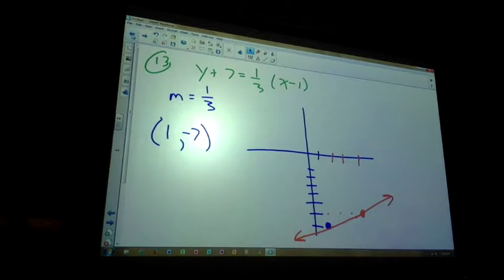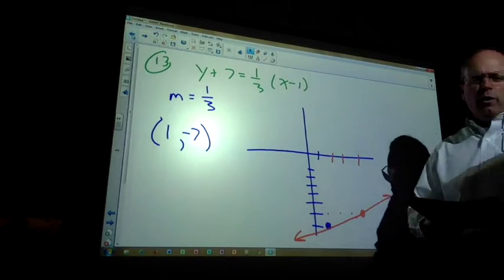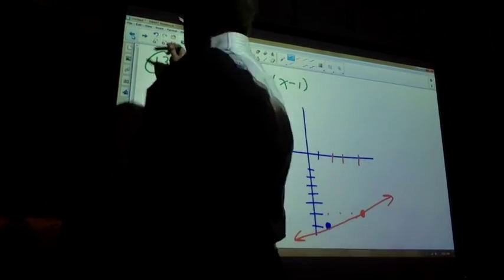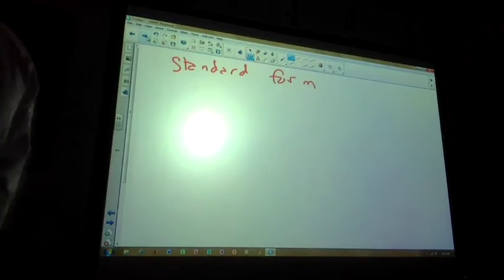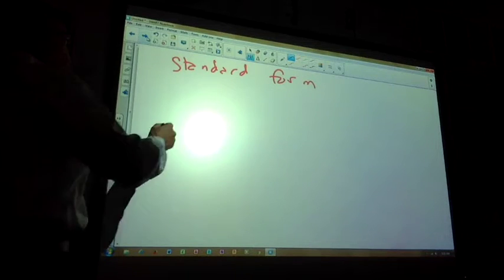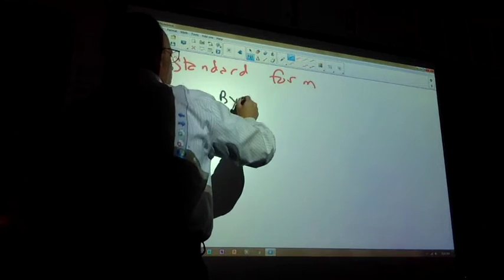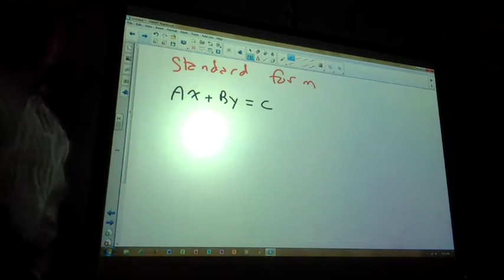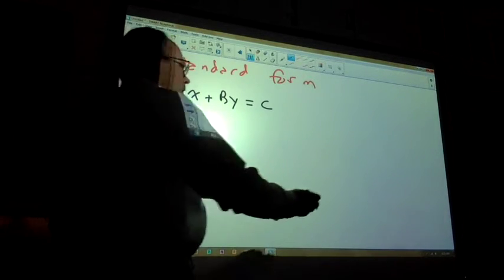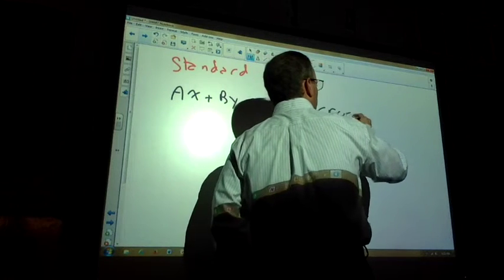All right. So I want to review a few things, then we have a little packet to work on. See how we do. So standard form. Standard form is ax plus by is equal to c. This allows us to find where it crosses the x and y axis.